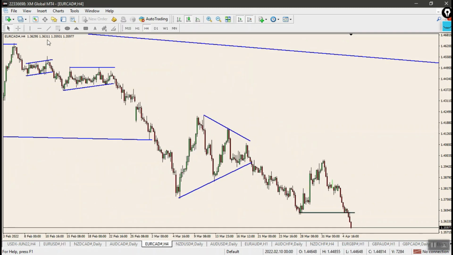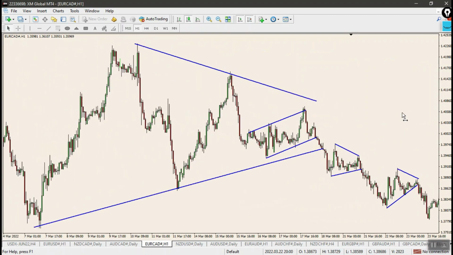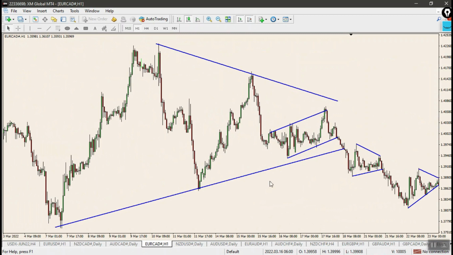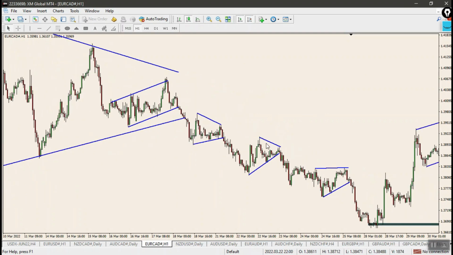So on EuroCAD, we start from the higher time frame, the 4-hour chart, and we see a larger structure right here, which is something that we're going to get into soon. And let's go on the 4-hour, or rather the 1 hour. On the 1 hour, like I said, here's the larger structure. We see a continuation, a flag right here, and then we see 3 triangles, 1 2 3, and you're going to trade them the exact same way.